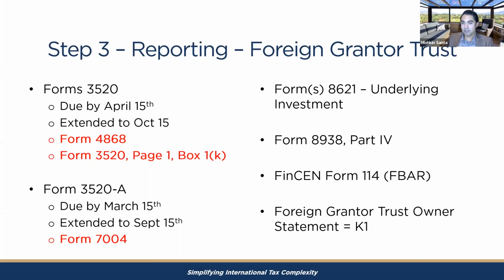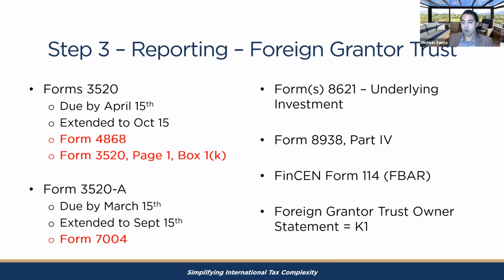This is where things get super tricky. So the foreign grantor trust requires the filing of forms 3520 and 3520A. This is a little awkward because these forms at the moment have to be mailed into the IRS. They cannot be electronically filed. They're separate from the tax return, and they also have different due dates. So for example, the 3520A is due by March 15th and the 3520 is due by April 15th. And you can extend them, and so the extended due dates are September 15th, October 15th.